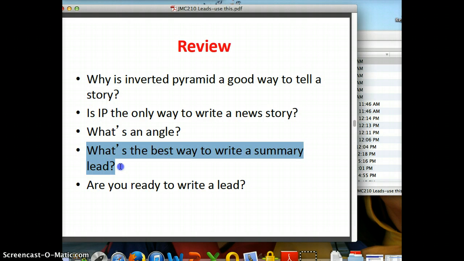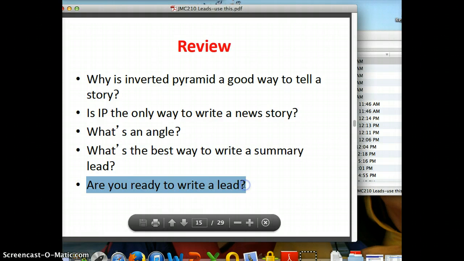The best way to write a summary lead? What happened? When and where? Okay, so here's, I'll show you how to go about writing a lead.